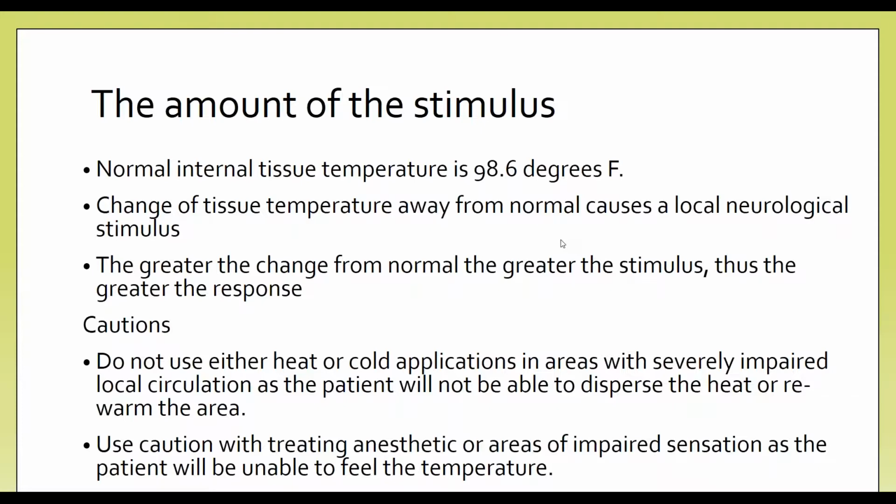The change in the tissue temperature takes it away from the normal temperature, initially causing a local neurostimulus, because the skin doesn't know, or the body doesn't know, what happened to it. It knows something's happening to it, so it starts walling everything off. The greater the change from normal body temperature, the greater the amount of stimulus you have, thus the greater the response. High heat is like 105 in a whirlpool. 120 can scald you and cause tissue damage. So it's somewhere in that 104, 105 degree area we usually use for hot.